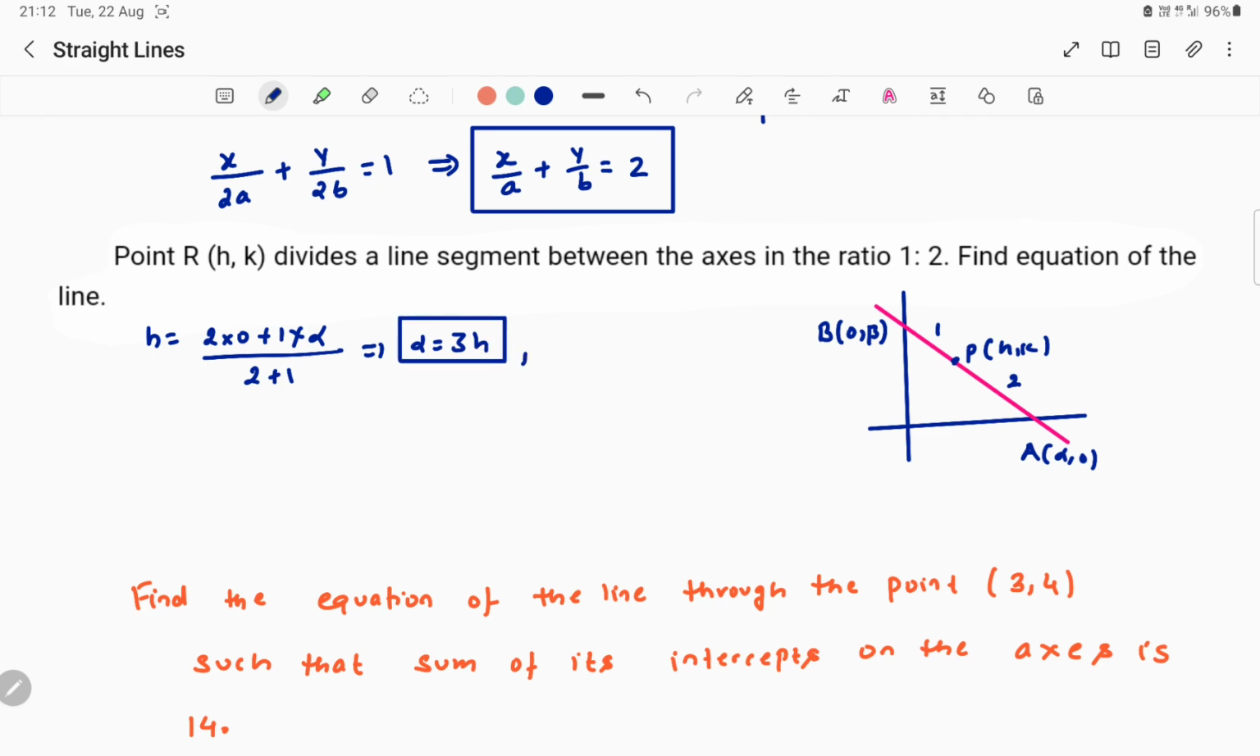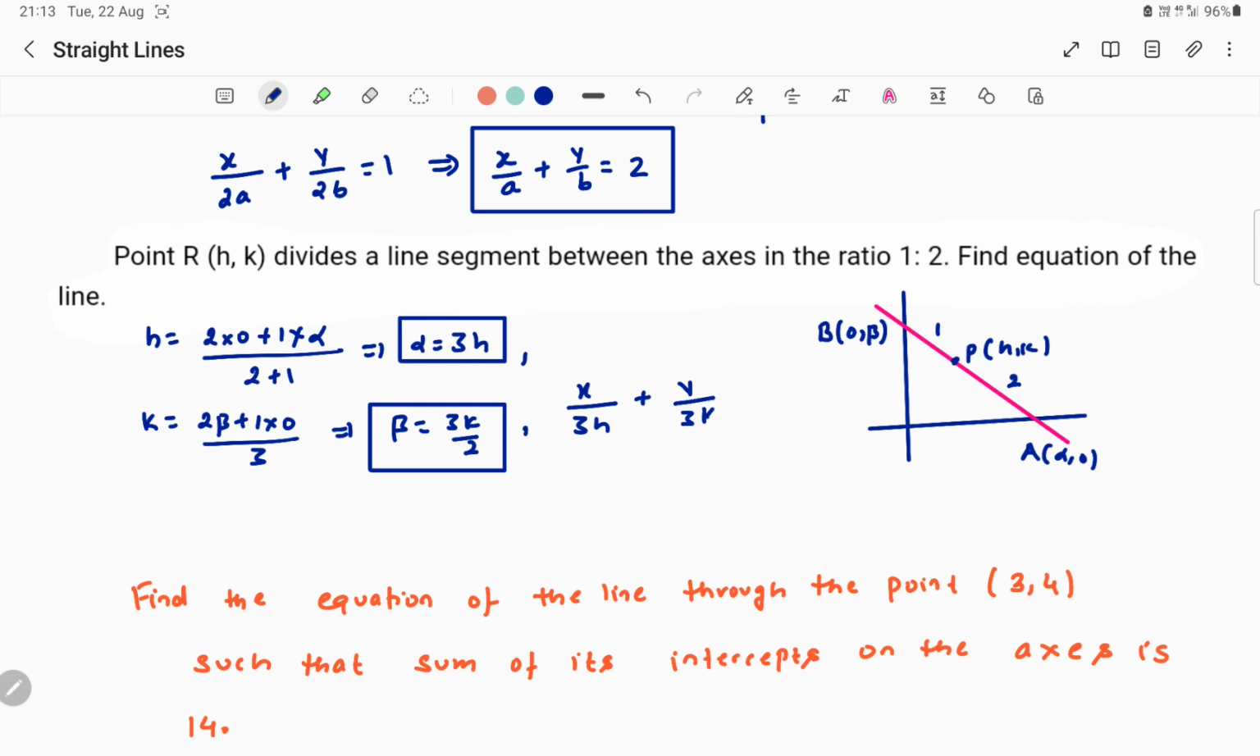And similarly, if we go for beta, we got k is equal to (2 beta plus 1) into 0 by 3. So this implies beta is 3k by 2. So what are alpha and beta? They are again the intercepts, isn't it? X and y intercepts. So what is the equation? x by x-intercept plus y by y-intercept is equal to 1.